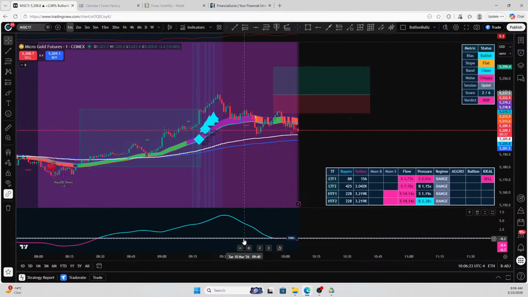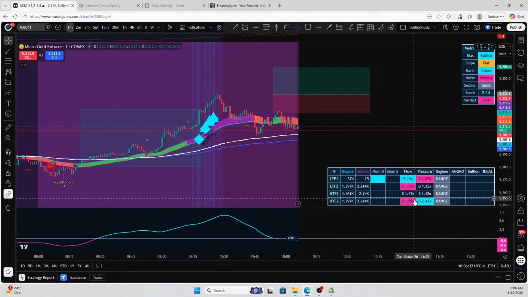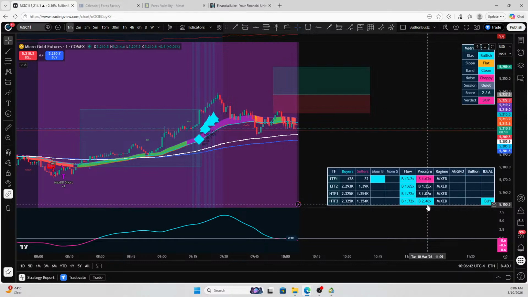Yeah, pressure is still at 2.38. So even though price is going down, we are still bullish. Until this goes into red, into pink like this, and goes into negative 2.42, we are staying bullish. And that is one of the rules of our system, right? We don't want to be taking trades if the pressure is not aligned with the overall price direction.